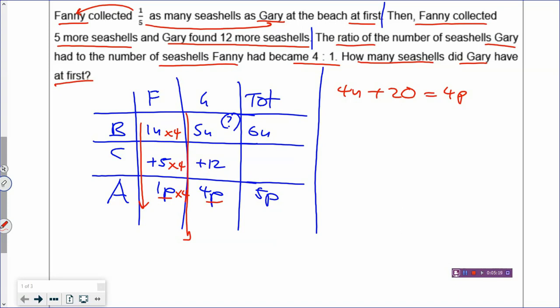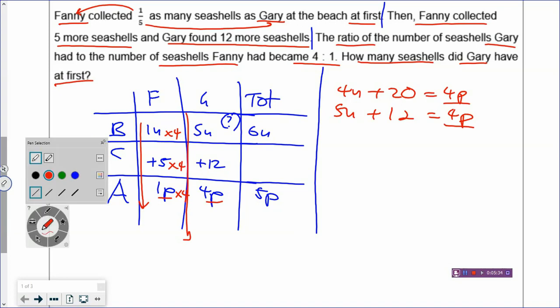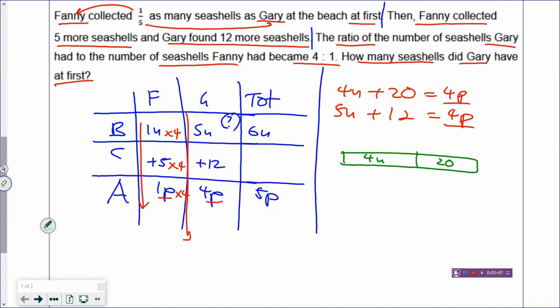Okay, then how about the next statement? You look at Gary. Gary has 5 units, and then he collected 12, and now he has 4 parts as well. Okay, so can you see the 4 parts and the 4 parts? Equal. So you are going to draw 2 equal rectangles, which is something like this. So 4 units plus 20 equal 4 parts, which is the whole rectangle. Then another similar rectangle, and 5 units plus 12 is also equal to 4 parts.